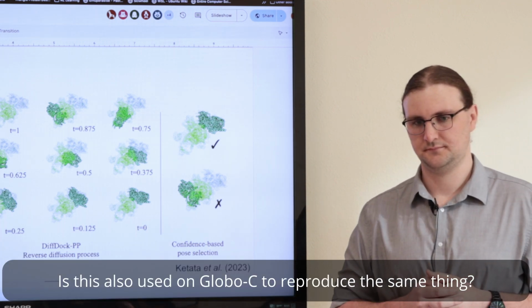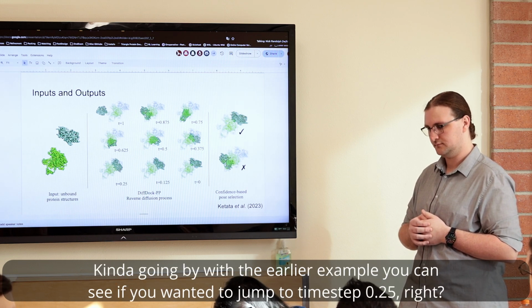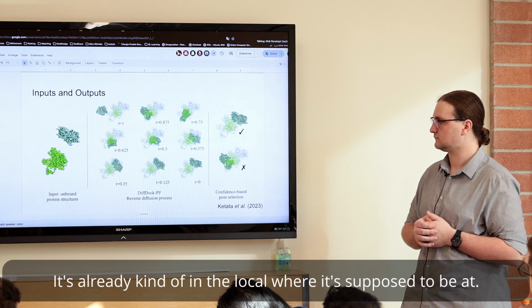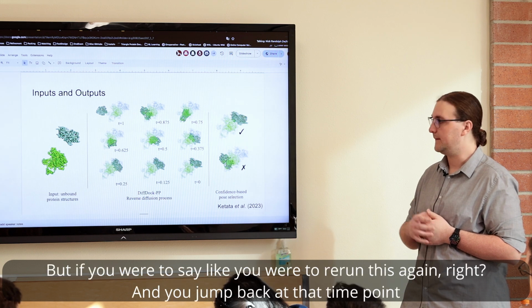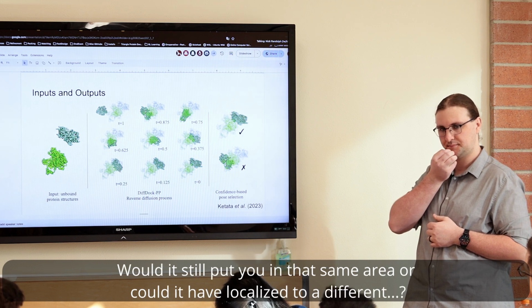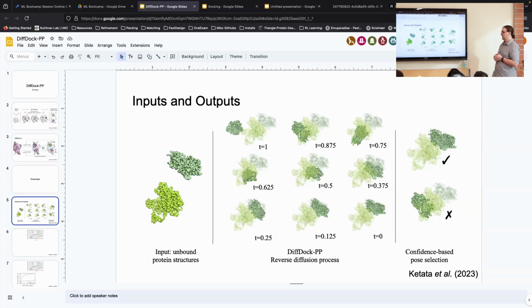Does this also use a global seed to reproduce the same thing? Going by the earlier example, if you wanted to jump to time step 0.25, it's already in the local area where it's supposed to be. But if you were to rerun this and jump back to that time point, would it put you in that same area, or could it have localized to a different one? These trajectories are stochastic. If you haven't set the seed, it should still go to a different location, although it'll be very minor movements at that point because you're adding only a small amount of noise.